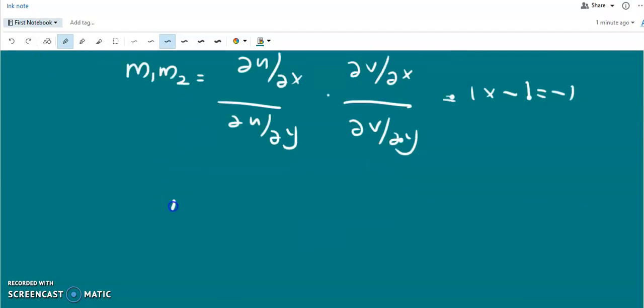So this is true because u and v are the real and imaginary parts of an analytic function, so they should obey Cauchy-Riemann.